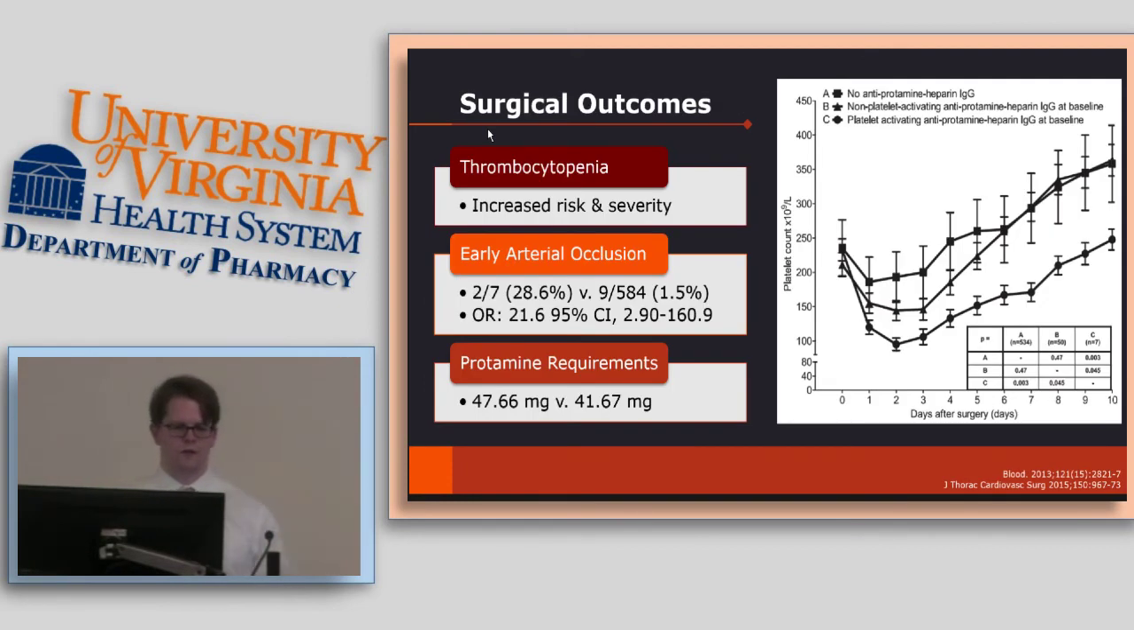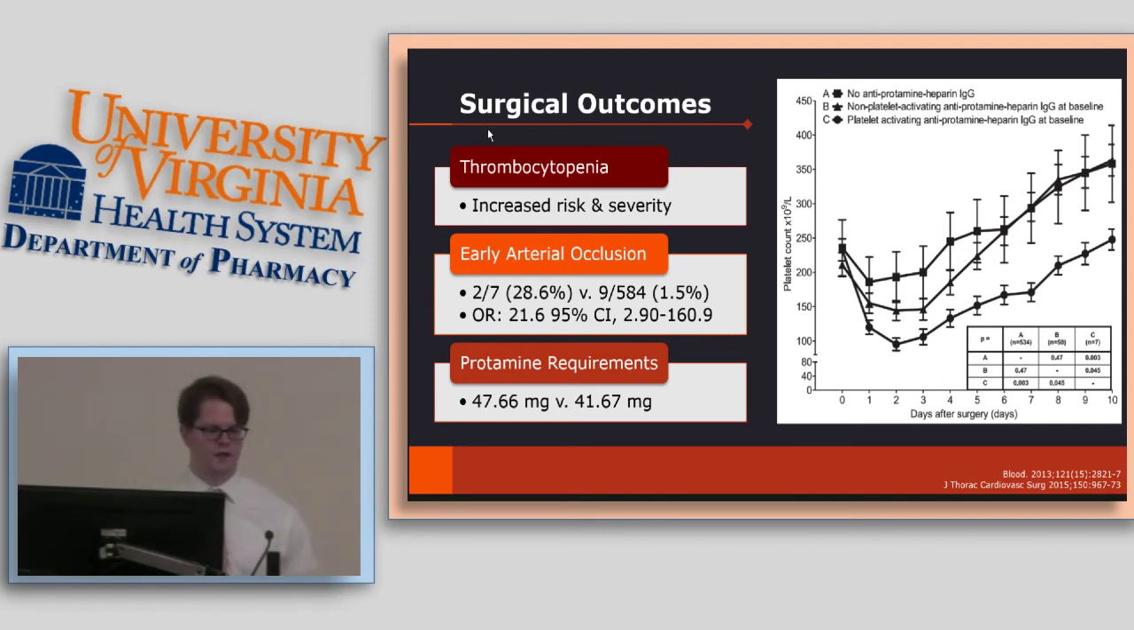So one of the main studies out there looking at protamine-induced thrombocytopenia showed that there was no significant difference between patients that had no antibodies or patients that tested positive for antibodies unless they were platelet activating. But there was a significant difference with those platelet activating patients. They were seen to be at increased risk of developing a thrombocytopenia, as well as when they did develop a thrombocytopenia, it would be more severe as well as prolonged.